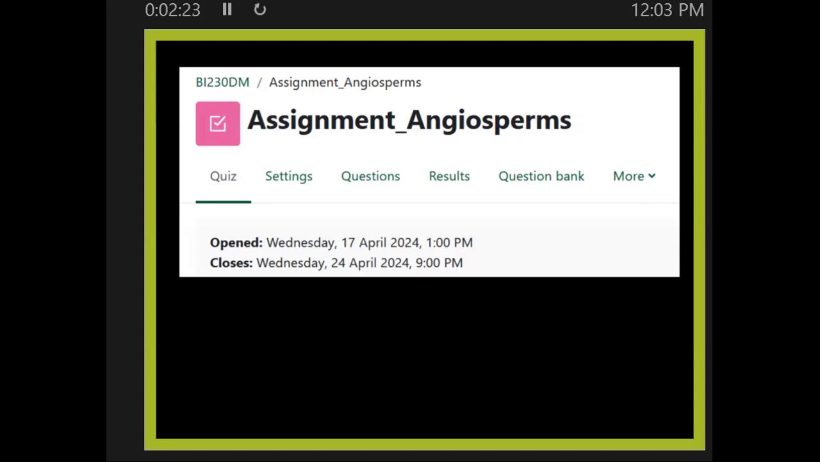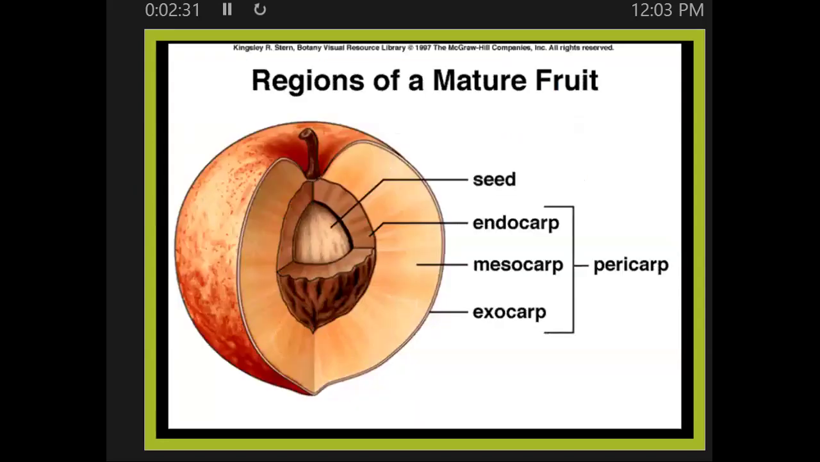When you say the word fruit, I'm guessing most of you will think about an orange or an apple or a pear, which is totally acceptable. So this is the anatomy of a fleshy fruit. We're going to find out that there's fleshy fruit and there's dry fruit. Please know the anatomy as listed here.